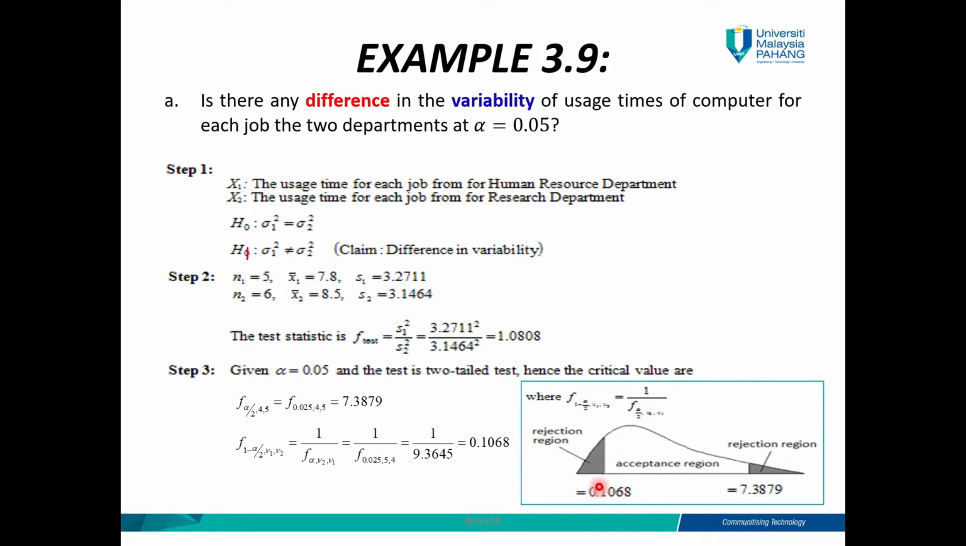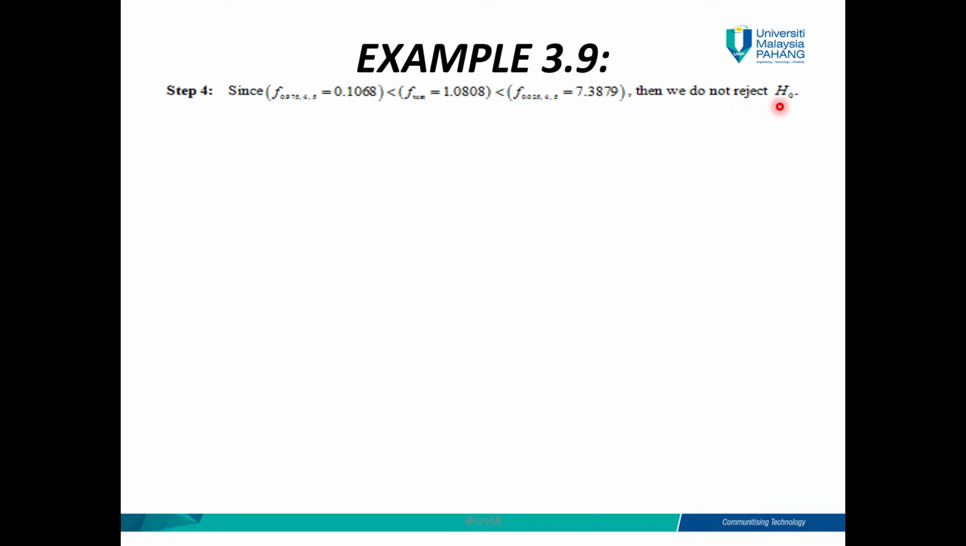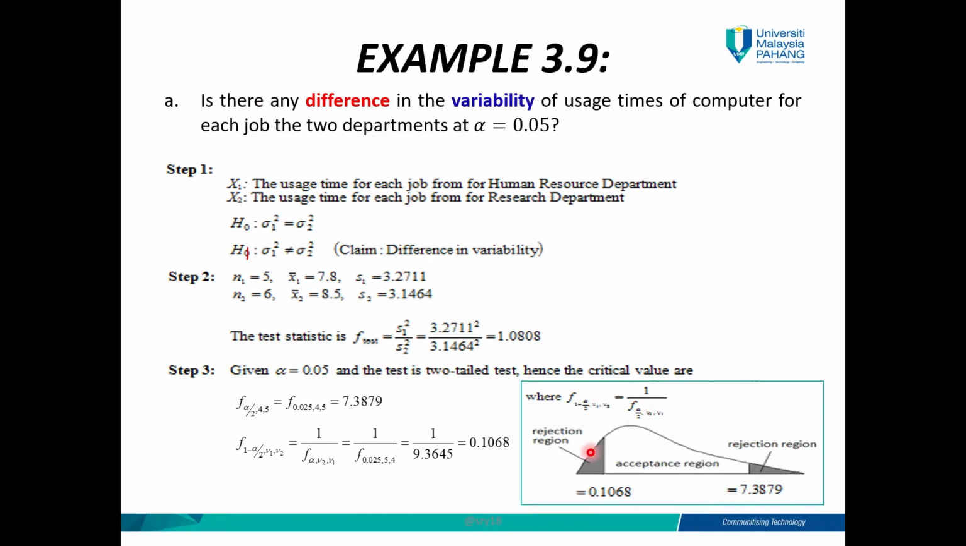Now this is the established rejection region and critical values. Looking back, what is our test statistic? The test statistic here is 1.0808. So where is it? Between 0.1 and 7.3. So maybe 1.0 is somewhere here, which means your test statistic falls in the acceptance region. Again, we've been doing examples that give us a test statistic in the acceptance region, but it's okay. So we don't reject H null.